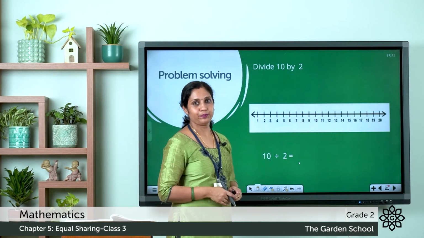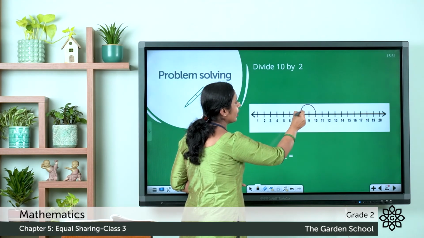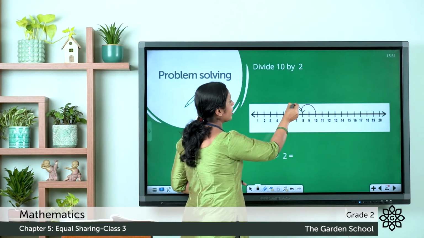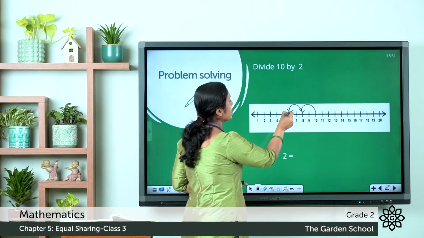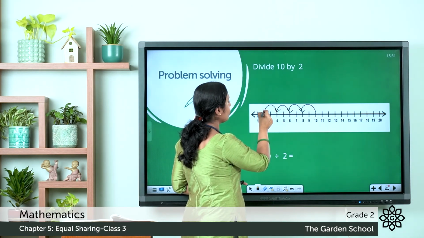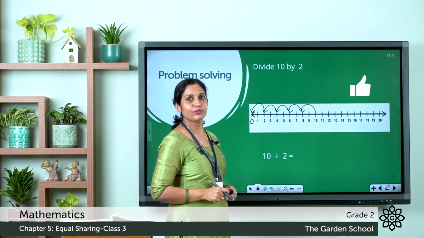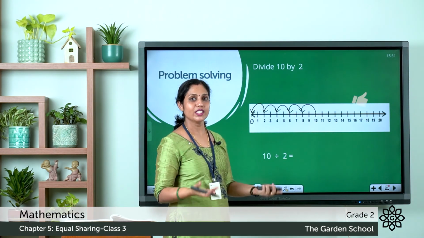From 10, let's go 2 numbers back. 10 minus 2 is 8. 8 minus 2 is 6. 6 minus 2 is 4. 4 minus 2 is 2. 2 minus 2 is 0. So, we finished jumping. Now, what is the next step?